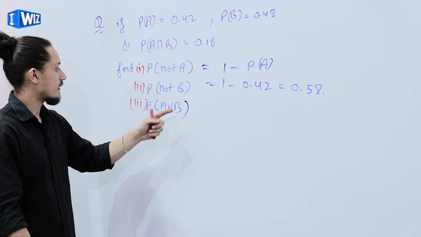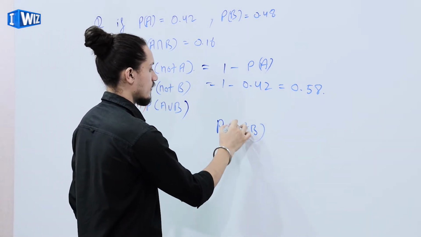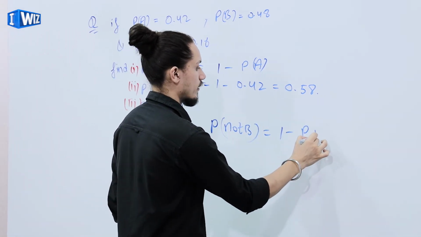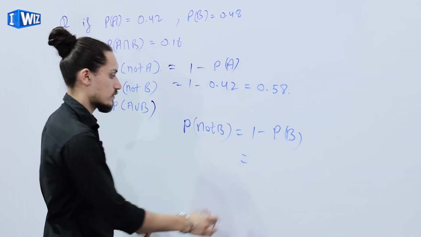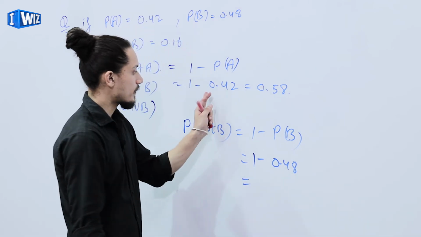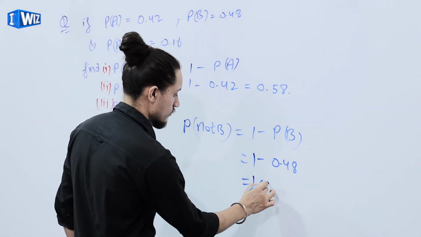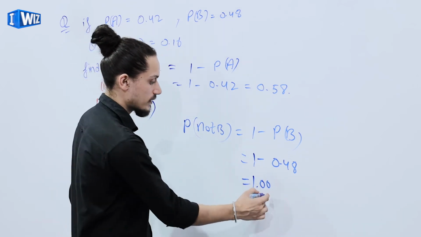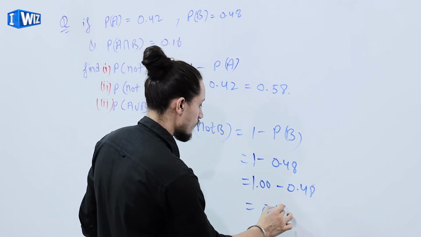First part solved. Second part is probability not B. So probability not B is equal to 1 minus probability of B. Probability of B is given 0.48. So 1 minus 0.48 is equal to, ये तो मैं जल्दी कर रहा हूँ, इसको सॉल्व करने का डिटेल्ड है, 1.00 हो गया, सेम रहा. So 1.00 minus 0.48 is equal to 0.52.